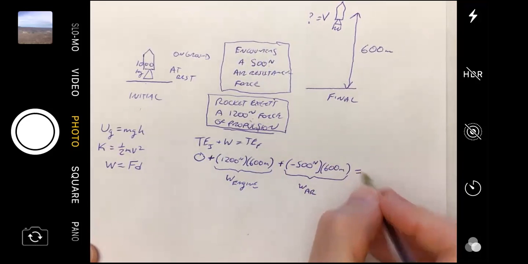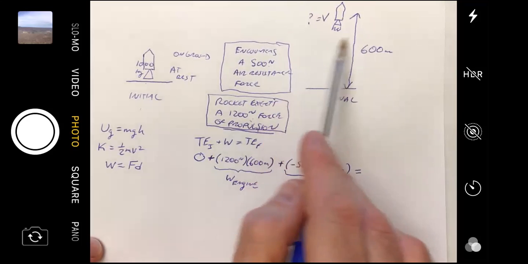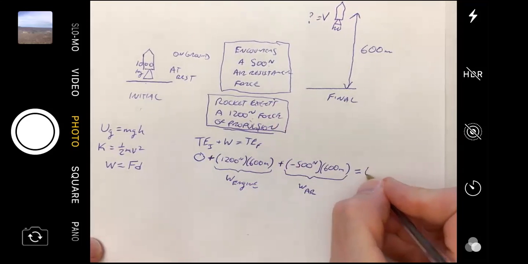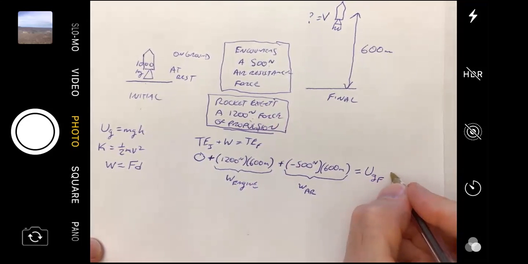All right, let's go over to Addie. Addie, what we've got is no energy to begin with. The engine puts work in, the air resistance takes work out. What type or types of energy do we have at the end when we're up here? We have potential energy. I totally agree. So UGF and anything else?